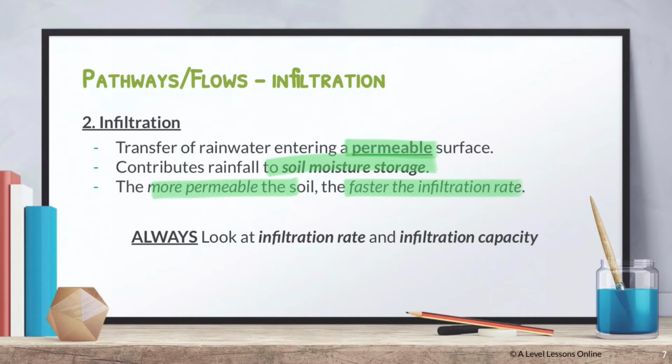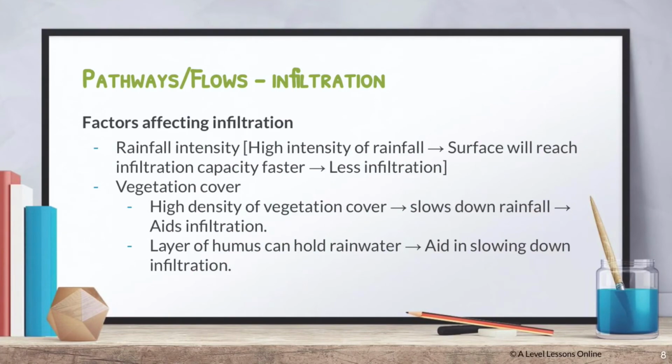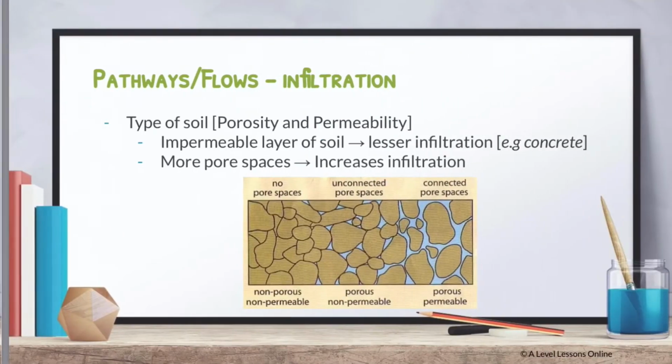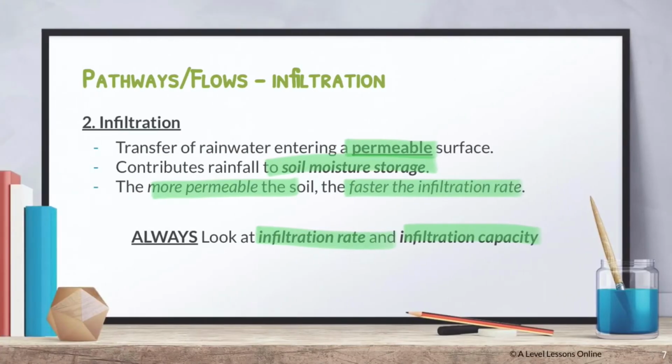When we look at infiltration, we are always looking at infiltration rate and infiltration capacity. I think I have defined it later on, maybe. Maybe not. But essentially, infiltration rate is how fast infiltration happens. Infiltration capacity is how much can be infiltrated in a certain amount of time. So you notice one is time, one is amount.